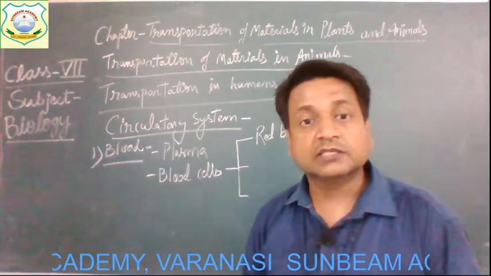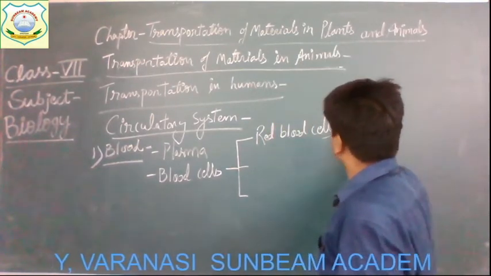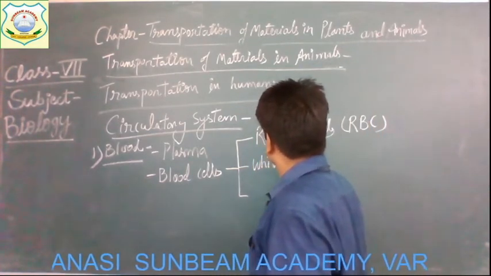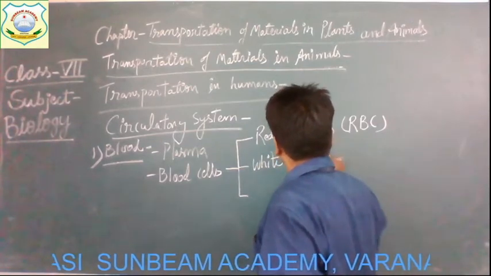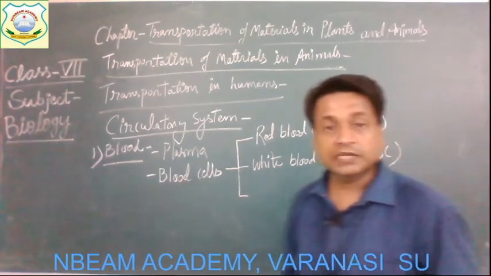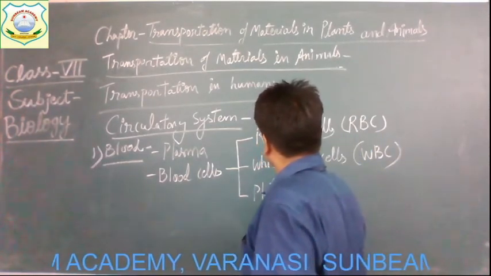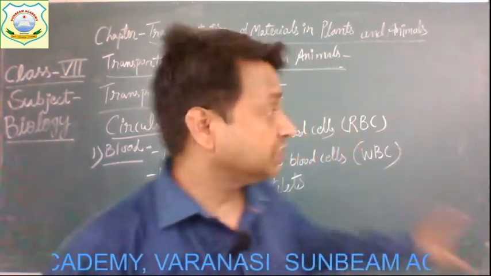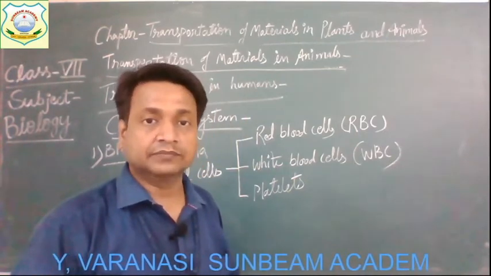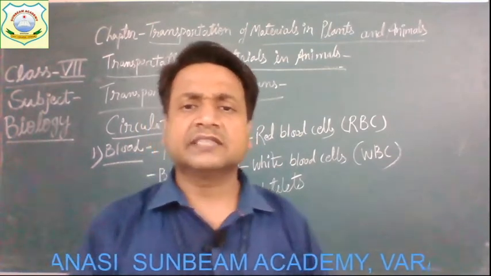The first one is red blood cells, also known as RBCs. The second one is white blood cells, WBCs, and the third one is platelets. Okay children, so these are the three kinds of blood cells found in our blood. Come to the first, red blood cells. They are disc-shaped cells.